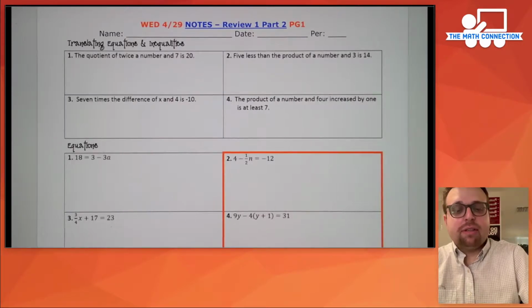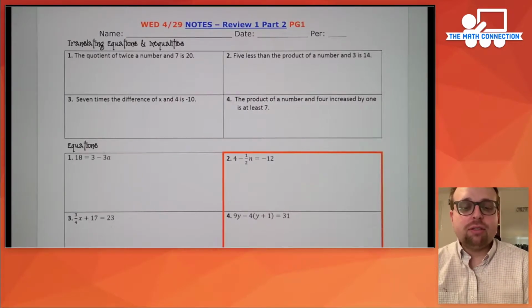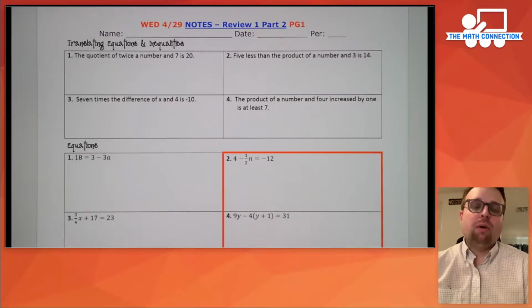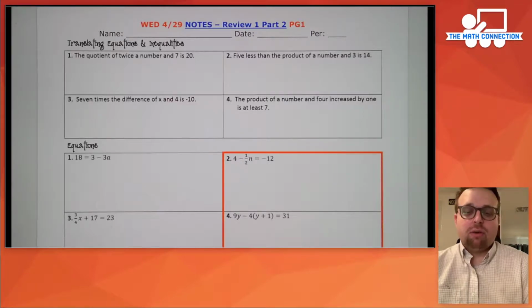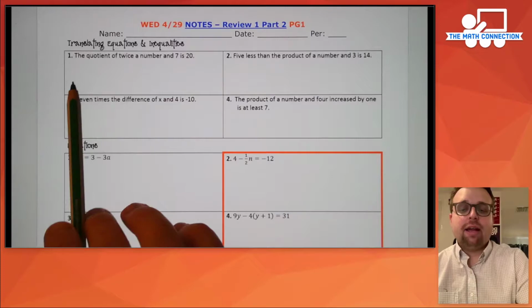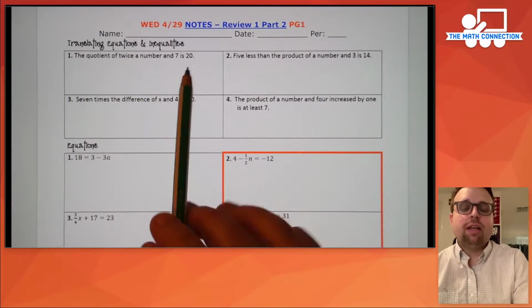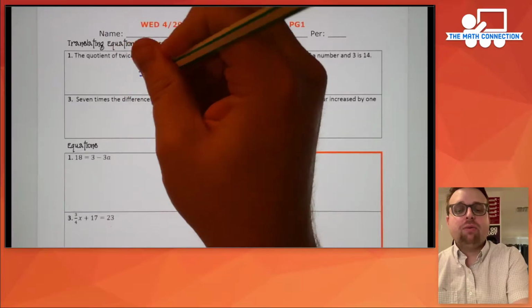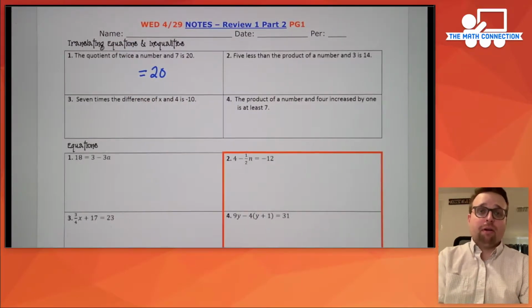So our first set of problems is translating equations and inequalities. It's going to give you what the equation or inequality is in terms of words, and you need to write that as an equation or an inequality. So the first thing we're going to look at is number one. It says the quotient of twice a number and 7 is 20. So the fact that they're saying that all of this is 20 means we have an equation. So there's going to be an equal sign here, and it's going to equal 20. So that part we know for sure.